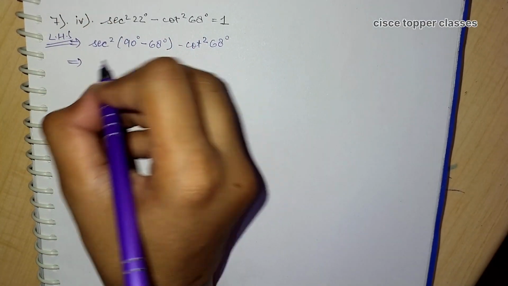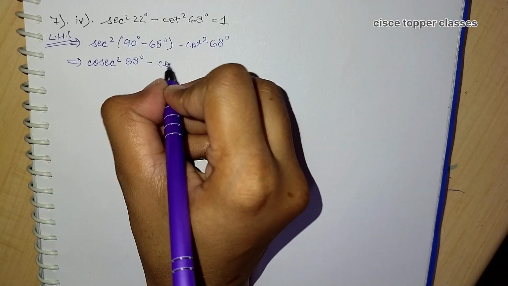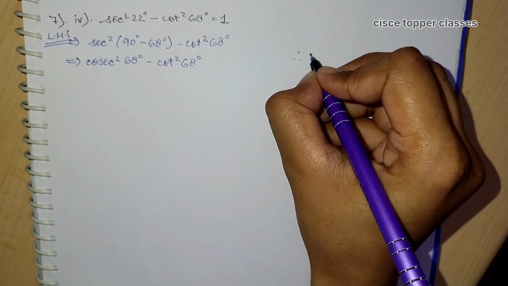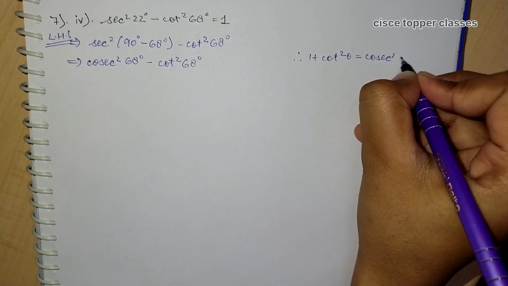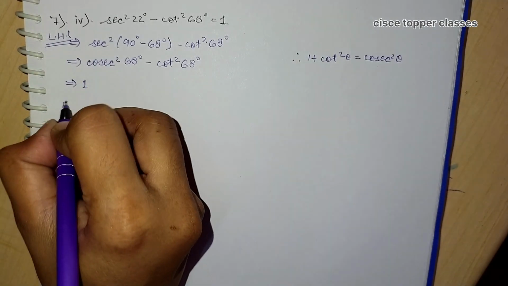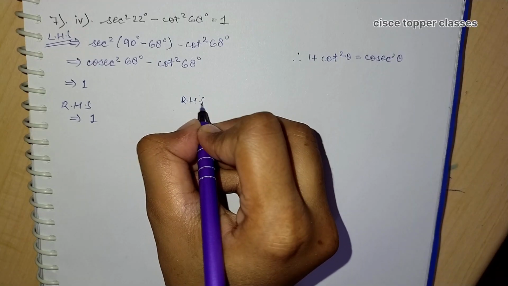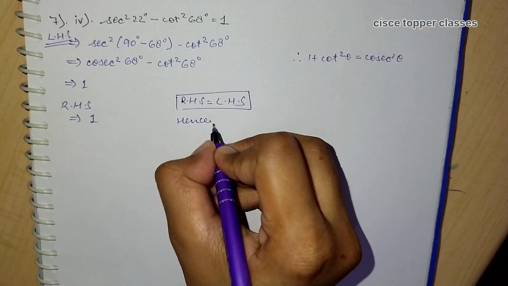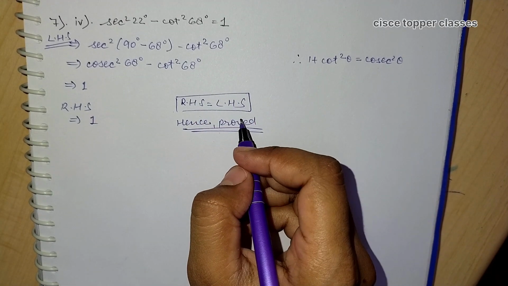So we can write sec (90 minus theta) as cosec theta, so cosec square 68 degree minus cot square 68 degree. So we know an identity here, 1 plus cot square theta is equal to cosec square theta. And if we write cosec square theta minus cot square theta, this will be 1. And it is given in the RHS that this is equal to 1. From that we have proved that RHS is equal to LHS, hence proved. So this is the solution of 7th fourth part.